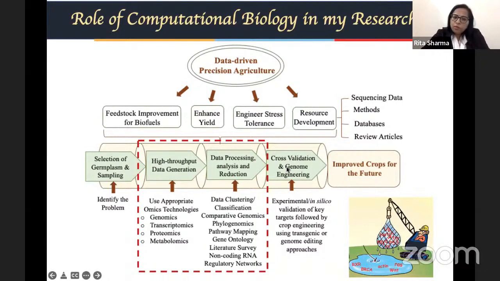But then the work that goes in between, from selecting the germplasm to having an improved crop, is tremendous, because when you talk about a genome, you have thousands of genes and you don't know which one should be edited to get an improved crop.